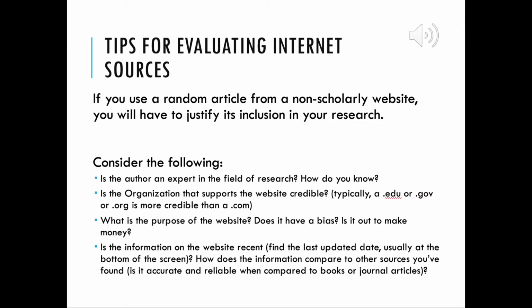Because we're researching popular culture topics, there may be times when a random article from a non-scholarly website seems appropriate for your research. You do need to be able to justify its inclusion in your project. And several ways for doing that include those media literacy strategies that we learned at the beginning of the semester. You can also consider the following. You could ask questions like, is the author an expert in the field that's being researched? And how do you know? This is assessing the author's ethos.